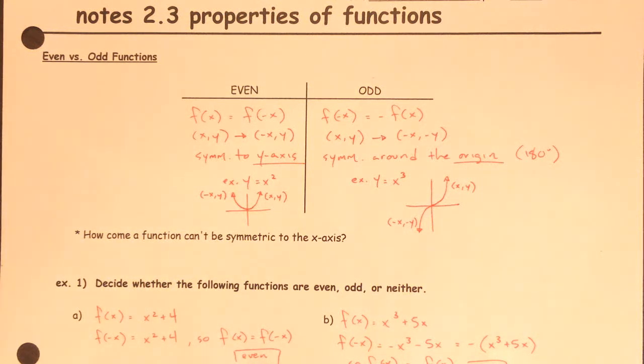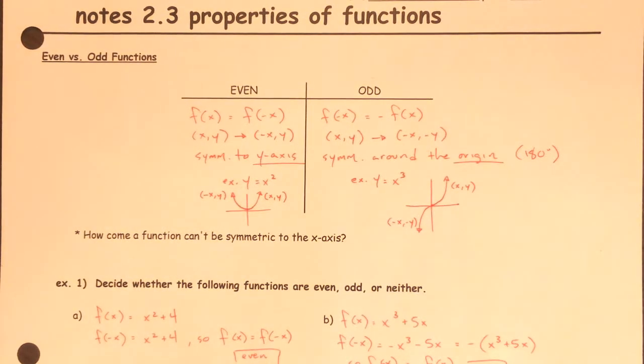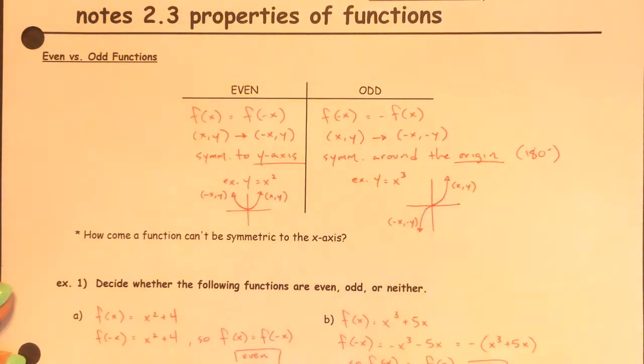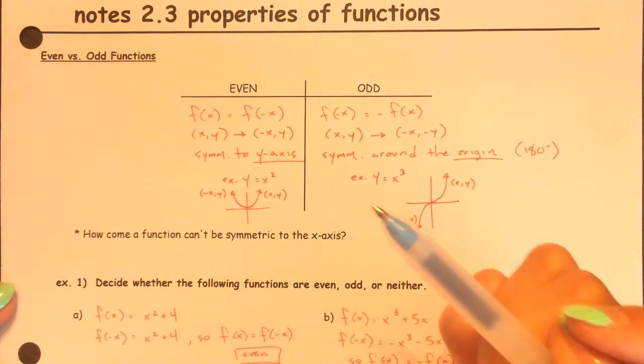All right, so 2.3, we're talking about properties of functions, and I would say about 80% of this you already know, okay? So a lot of it's review, but that's good for us because we really need to know this well. The first part is regarding even and odd functions, which we already talked about basically. And here are some properties.